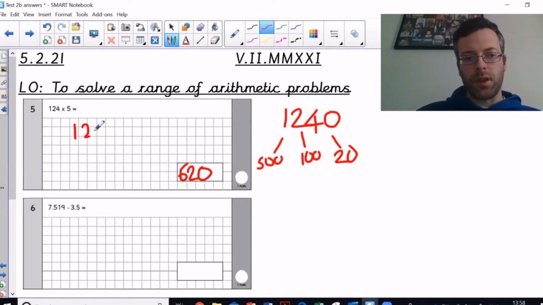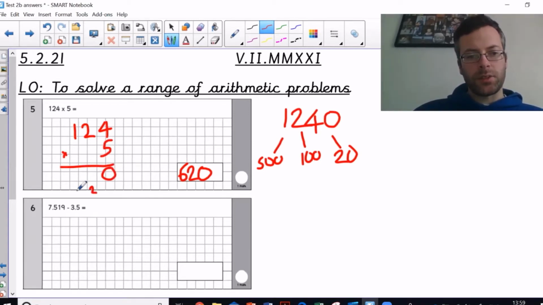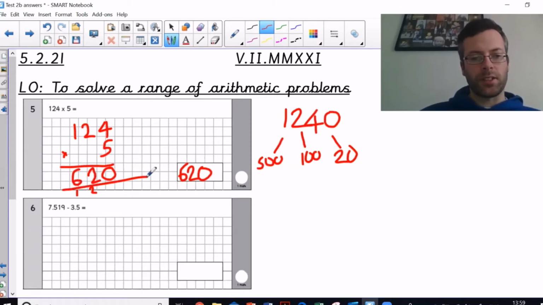Alternatively, you could have done a written method for it. And done 4 times 5 is going to be 20. 5 times 2 tens is 10 tens plus those 2, so that's 12 tens. 5 times those 100s is 500s plus that one, 600s. Either way gets you to that answer.